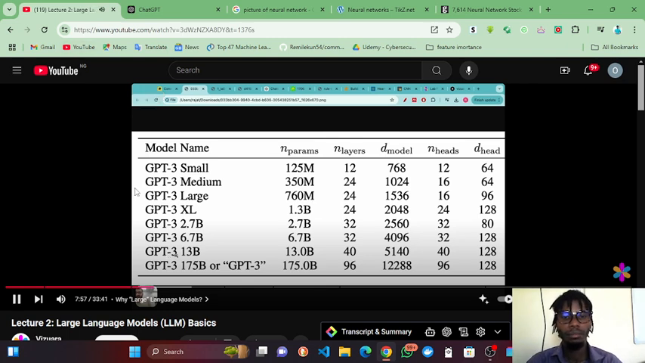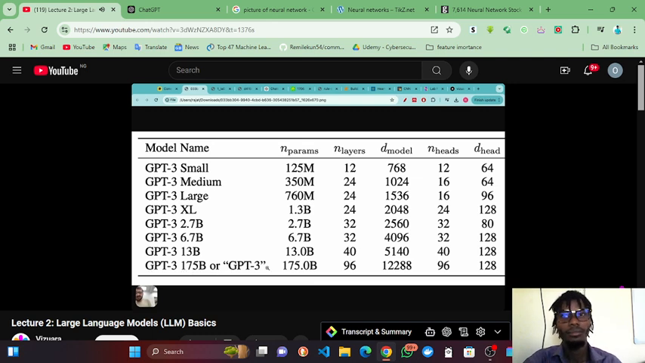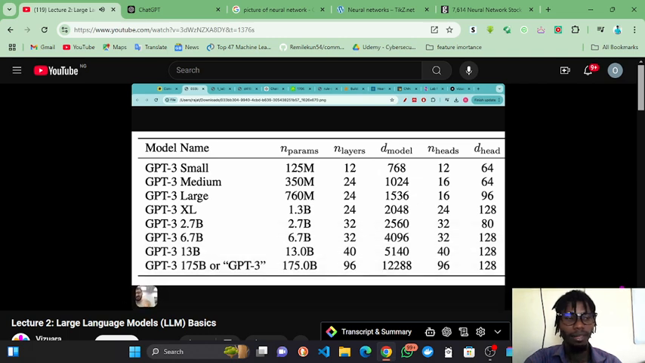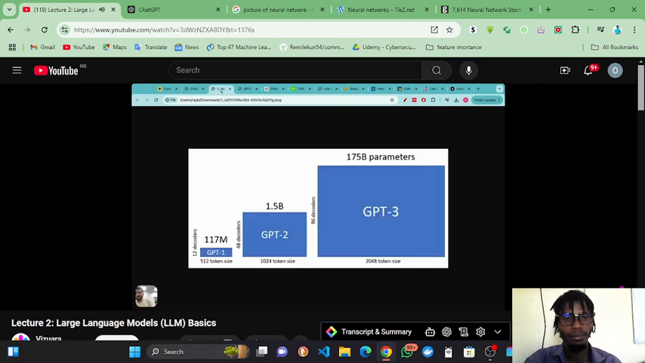Let's continue. GPT-3 13B had 13 billion parameters. GPT-3 175B had 175 billion parameters. Usually the second term here is the number of parameters in the model, so 175B means 175 billion parameters. And GPT-4 has even more parameters. That's why they are called large language models.